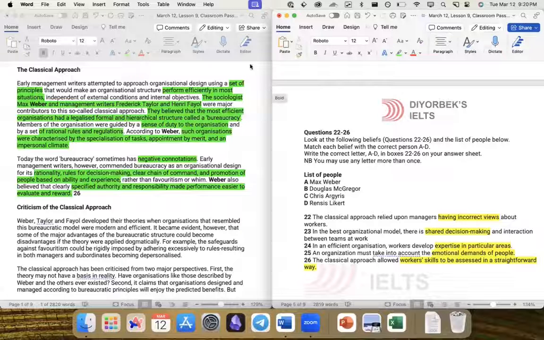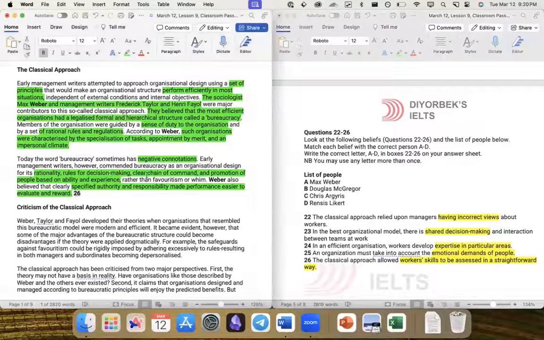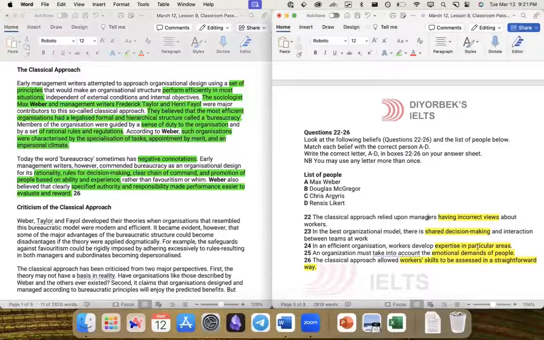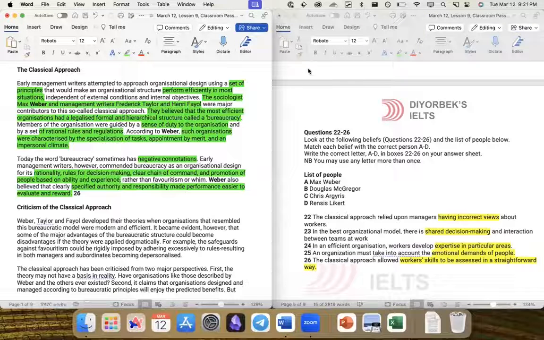An organization might emotional demands of people. Emotional demandlarga qarash kerak. Hop, mana shu joyda Weber bo'lishi mumkin. Mana bu particular areasga efficient organization. Yes, 24 bo'lishi mumkin-da. Maybe. Qaytib kelamiz. Oxirida kechagidek balkim chiqib qolishi mumkin, to'g'rimi? Kechagidek chiqib qolsa, qaytib kelamiz.